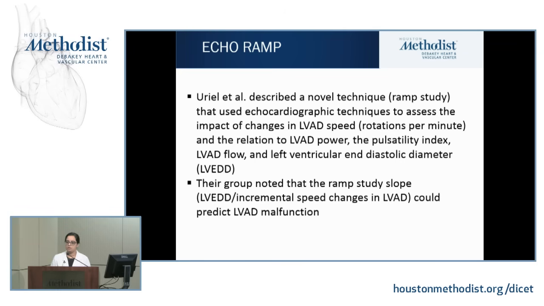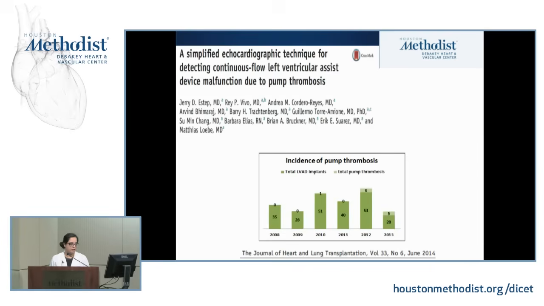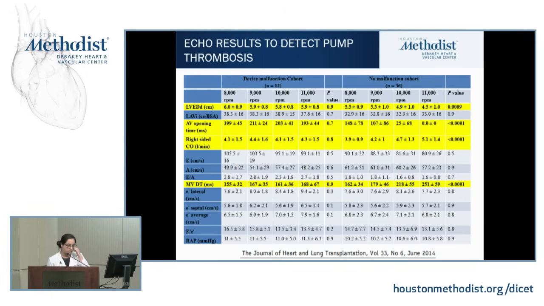Because like I said, the changes that you see with the LVAD on the heart are right there, and then you know what's happening. And then they looked at this RAMP study slope, which is that LV end-diastolic dimension ratio to the incremental speed changes in the LVAD, could predict LVAD malfunction. So Dr. Estep then simplified this, and this is from our center: if you had an LV end-diastolic dimension with incremental speeds, let's say if you started at 8,000, you had an LV end-diastolic dimension of 6. At 11,000, you had 4.5. That shows that there has been a decrement. And if that decrement doesn't occur, then you know that you're dealing with somebody who has occlusive thrombus.